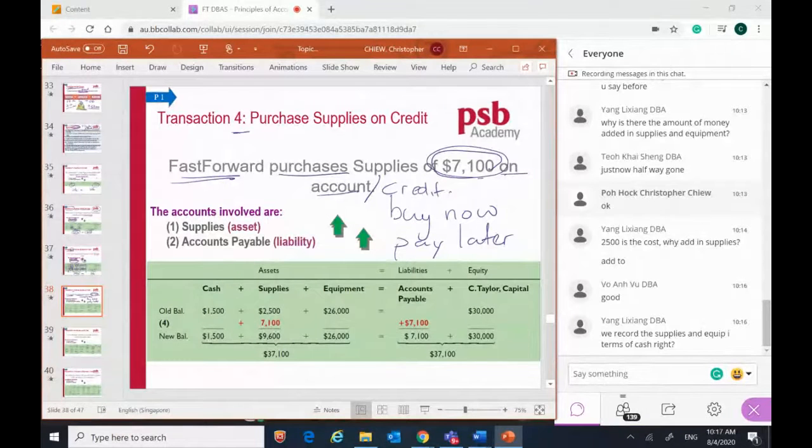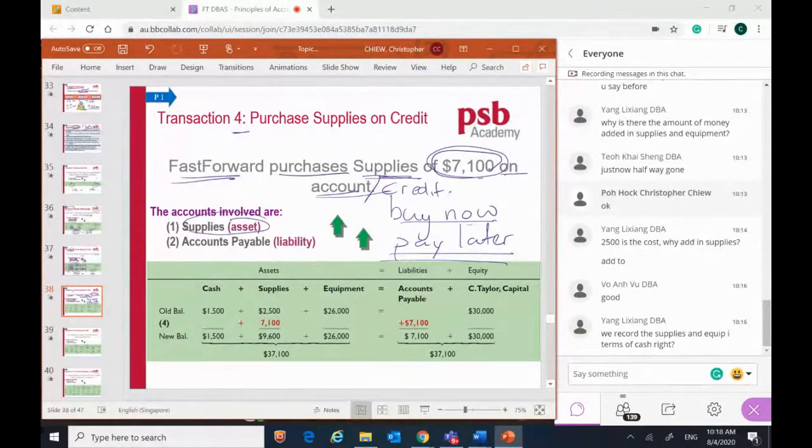All right, what is the double effect? Can you see we buy supplies again? Supplies is your asset. Supply goes up. But this time round, we purchase on account. That means to say we buy now, but we pay later. In other words, now there's no impact on your cash. There's no effect on your cash. But instead, because we buy now and we pay later, now we are owing. There is a liability.